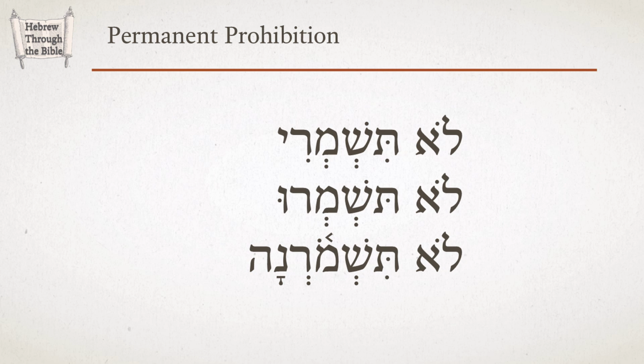Here is how the permanent prohibition would look if speaking to one woman or a group of men or women. To one woman, one would say, lo tishmeri. It is simply the second feminine singular imperfect with the lo. If speaking to a group of men, one would say lo tishmeru. If speaking to a group of women, one would say lo tishmorna. Now each of these expressions could also be translated as a simple sentence of fact. You will not keep. But in the right context, they could be a permanent prohibition.